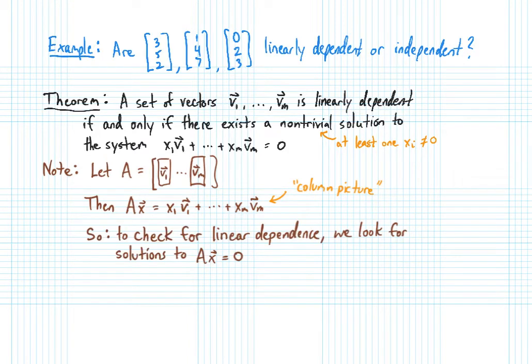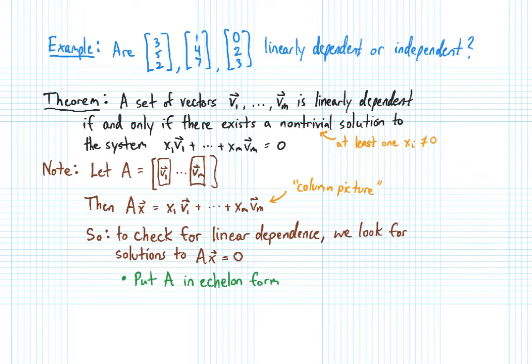So comparing this with the condition that's in the theorem, we can see that we can check for linear dependence by looking for solutions to Ax equals 0. If there are non-trivial solutions, then the vectors are linearly dependent. And if the only solution is the trivial one, then the vectors are linearly independent. And what's great about this is that solving equations like Ax equals 0, that's what we've been doing since the beginning of the semester. We know how to do that.